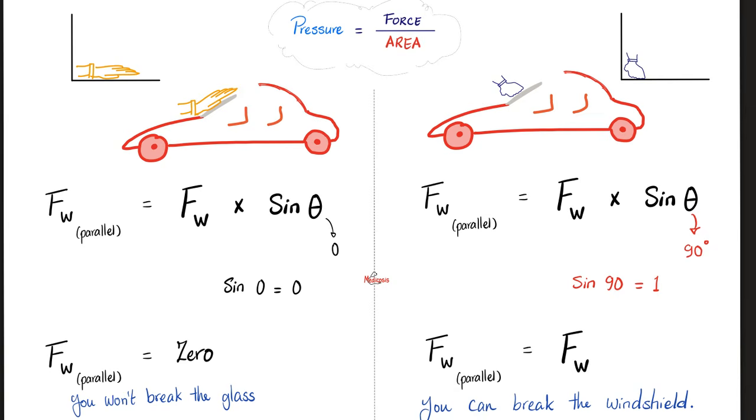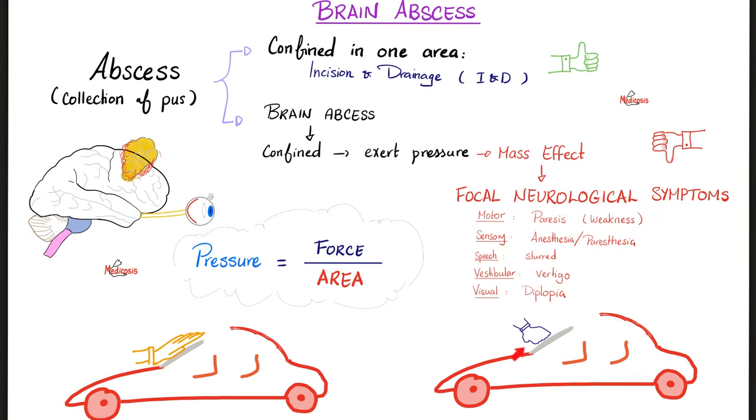#learn to code. Now we will replace your fist, which was confined to a smaller area, with an abscess. An abscess is also confined to one specific area in the brain. When the surface area is low, the pressure is high. I can press on a structure in your brain, and this is called the mass effect.